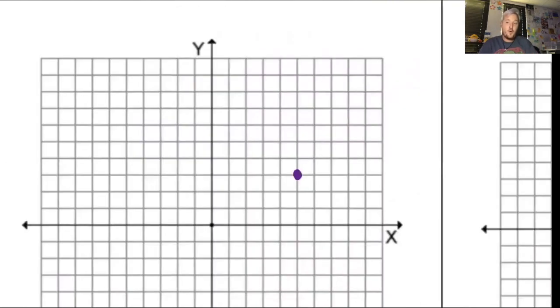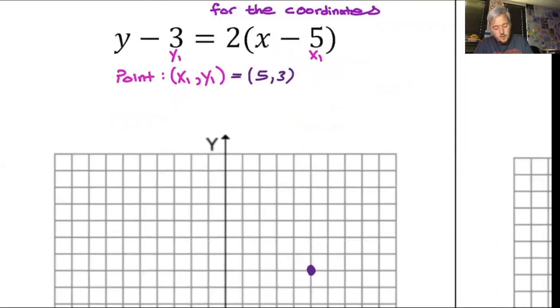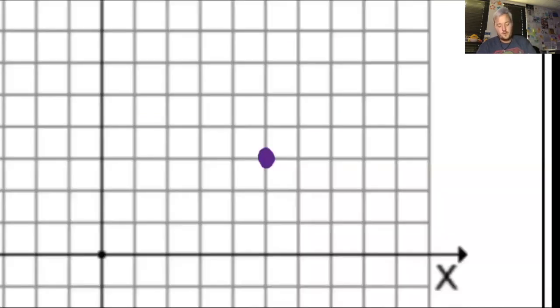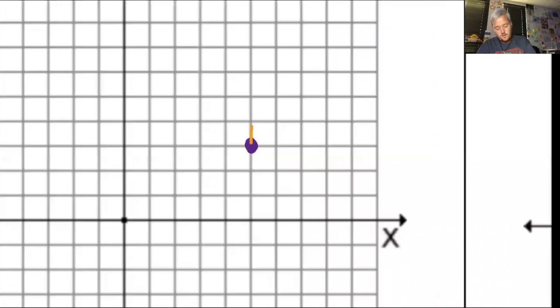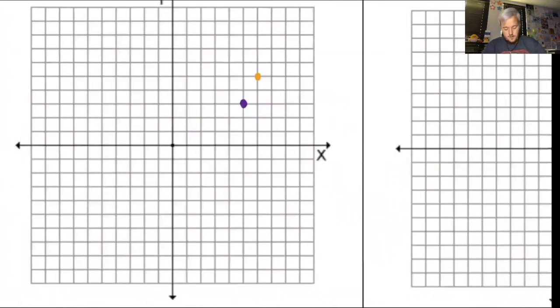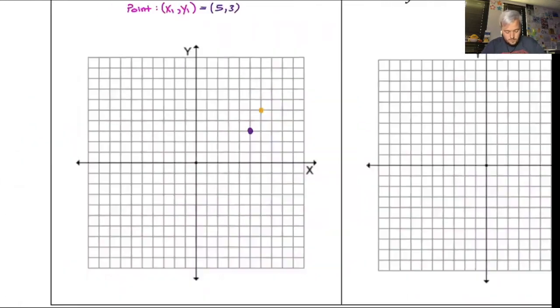And then from that point, then I'm going to apply the slope. So I have a slope of 2, which means I'm going to go up 2 and right 1. So I'm going to go up 2, so 1, 2, and right 1. All right, so those are the only 2 points you actually need to graph. So I'm going to use that to my advantage. So I'm going to use the scissor tool, draw and extend. Perfect.